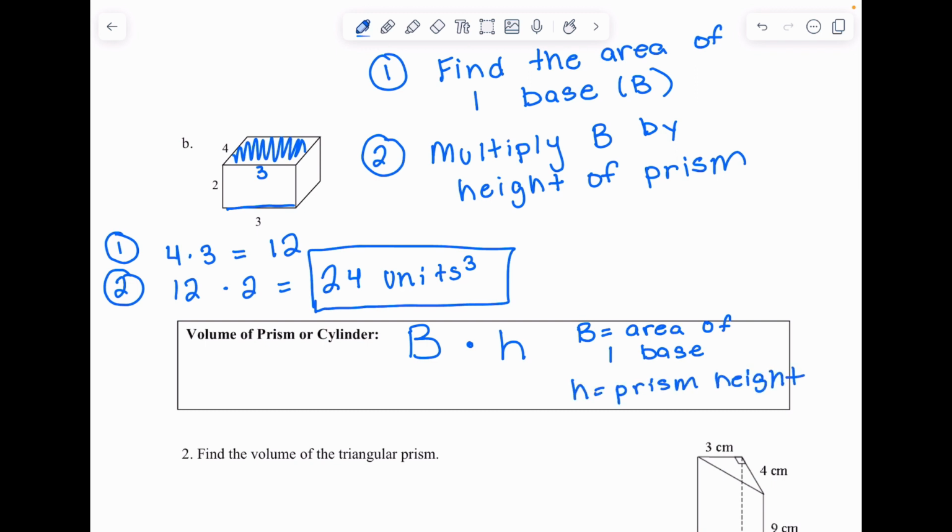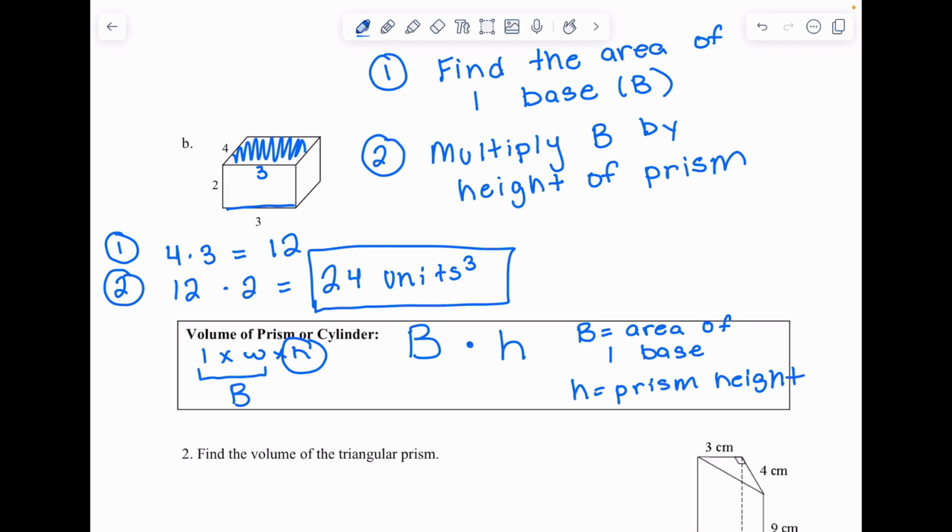Now I know for some of you, you think of volume as length times width times height. And this is the formula for rectangular prisms, because if you think about it, length times width tells us the area of the base, and then we multiply by the height.